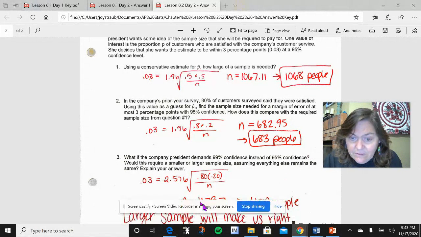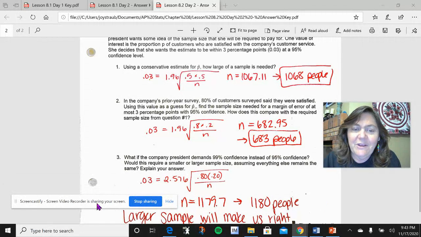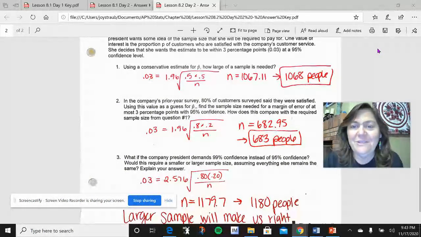I don't know. Let's see if I can move this. Yeah. So it just says the larger sample will make us right. So yeah, remember, the larger the sample, the closer we get to the truth anyhow, and more precise. And so that should make sense to you.